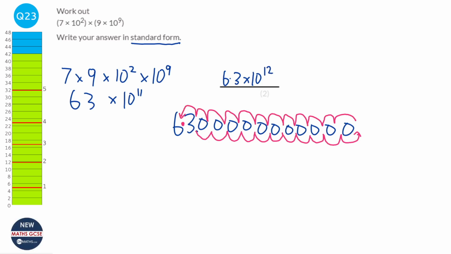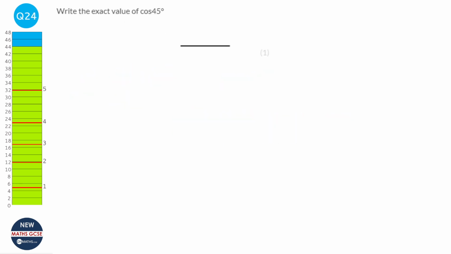Now you don't need to do all the working out I've just shown there. You just need to know when you convert that 63 into a 6.3, you need to add 1 to the power. So to answer this question, you need to just know the answer off by heart.